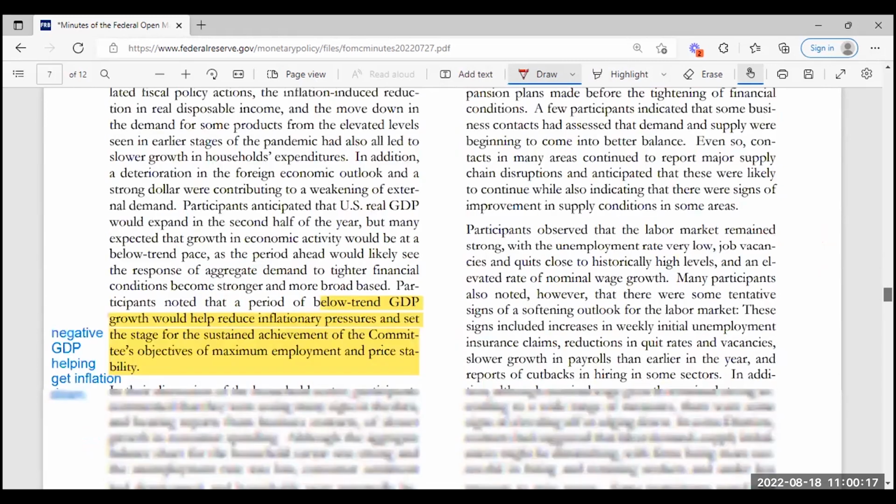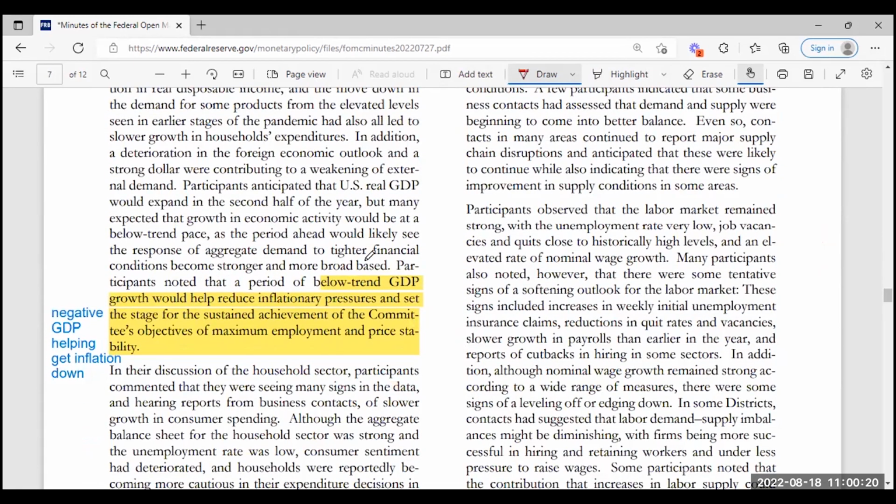And listen to how this paragraph ends. Now, where's the sentence? Because I know I just highlighted the sentence. Participants anticipated that U.S. real GDP, and remember GDP is important because two negative GDPs equals recession, would expand in the second half of the year. So these guys are saying, yeah, you had quarter one and quarter two negative, therefore people like Leroy are going to rush to say recession. But don't worry, we got you. In the last two quarters, quarter three and four, real GDP will expand.